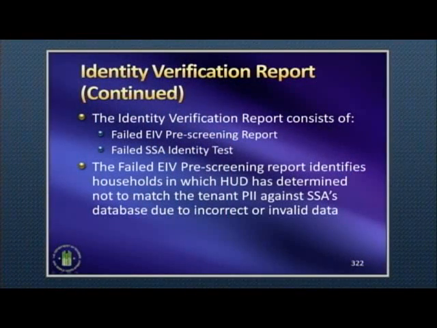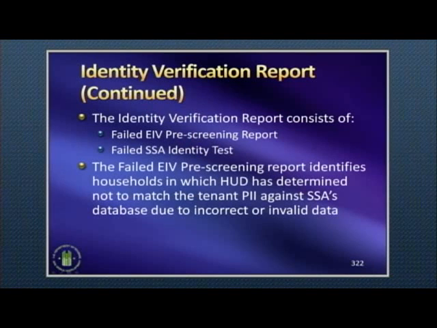Okay? All right. So here, this is where we're going on to now. I want to get into the details to show you your identity verification report, which, as I mentioned, consists of your failed EIV pre-screening and your failed SSA identity test. And your failed EIV pre-screening report is going to identify any household in which HUD has determined not to transmit the personal identifiable information to the Social Security Administration for matching, for one of two reasons.